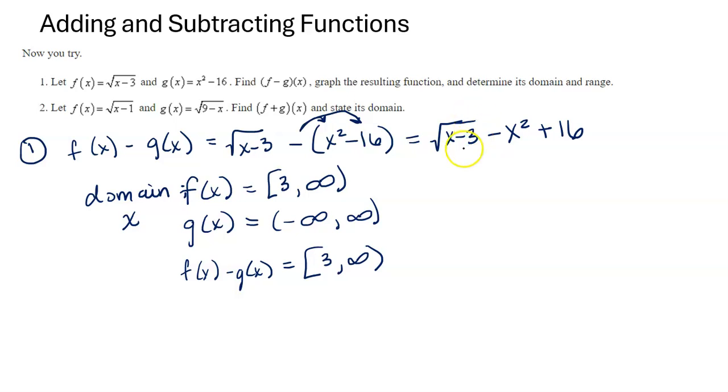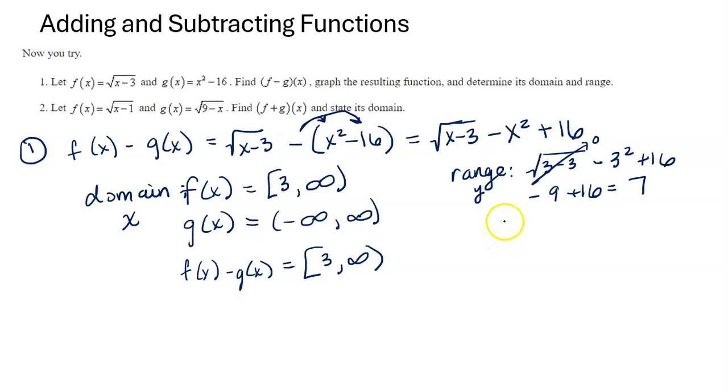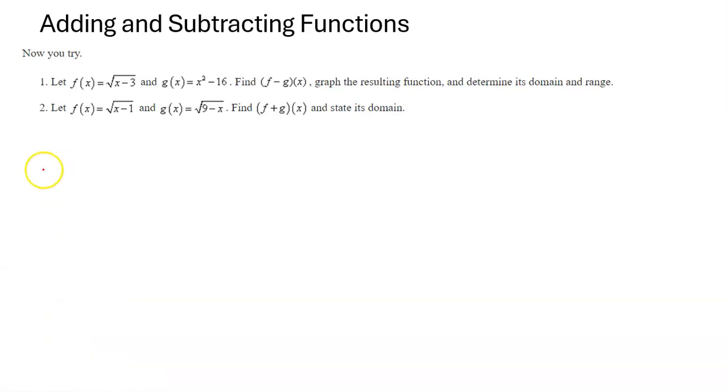Okay, and then the range, which is why we're going to take this 3 and plug it into what we have here. So we get square root of 3 minus 3 minus 3 squared plus 16. So this is 0. This is minus 9 plus 16, which is 7. So our range here is going to be negative infinity up to 7. Okay, I'm going to pause and erase and then do 2.